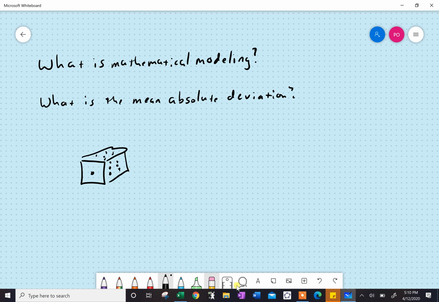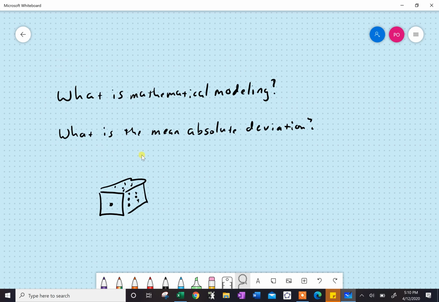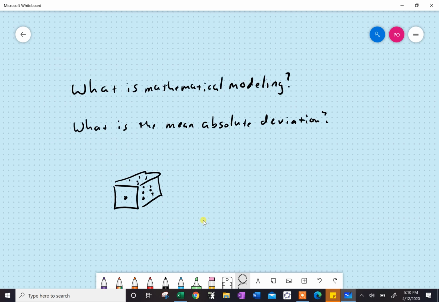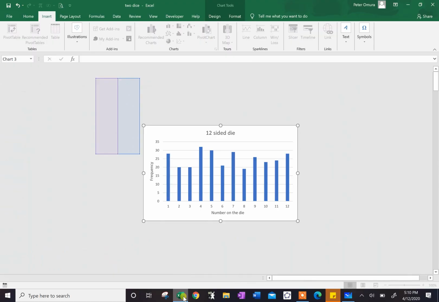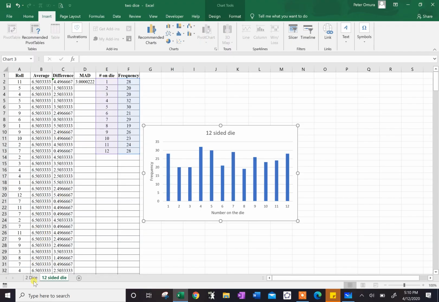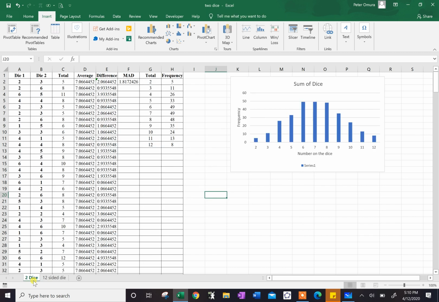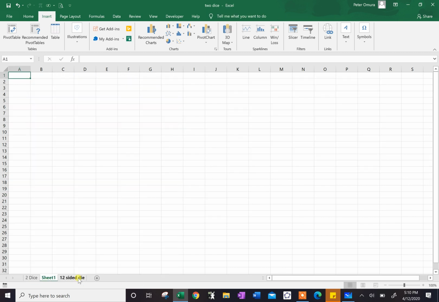So I drew very, very poorly a 6-sided die right here. And I'm going to talk about 6-sided dice and 12-sided dice. And here's what I did. I actually made a mathematical model. I went on to Excel, and maybe I'll just kind of explain what I did real quick. I wanted to know what the mean absolute deviation is if you roll 2 dice that are numbered 1 through 6.